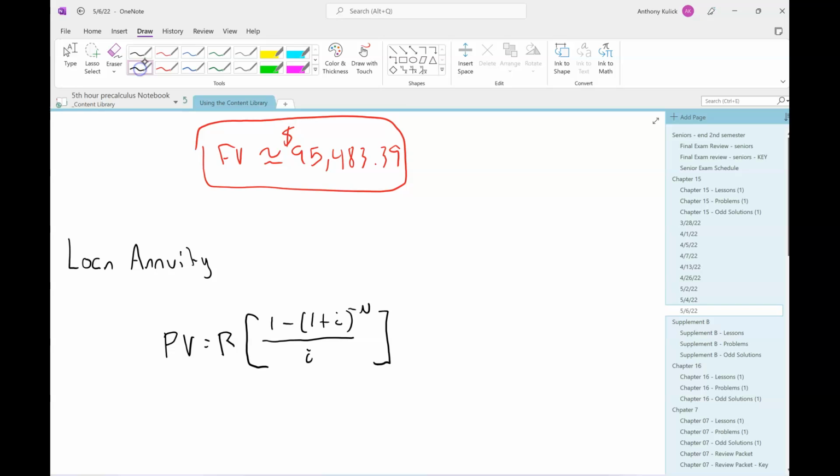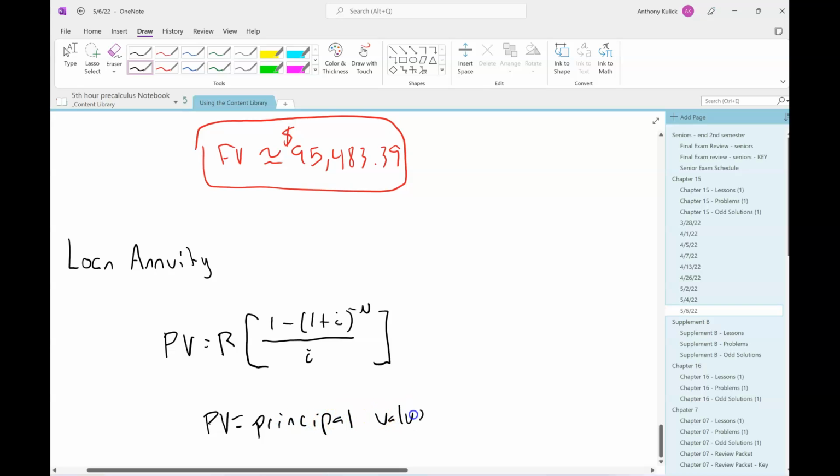So note here that we use the term present value. In the case of a loan, it's probably easier to think about it as the principal value. That's how much you borrow, right? When I take a loan out, I essentially have an account with a negative balance. So if I take a loan out for $10,000, I basically have a balance of negative $10,000 in my account. Everybody's okay with that idea?